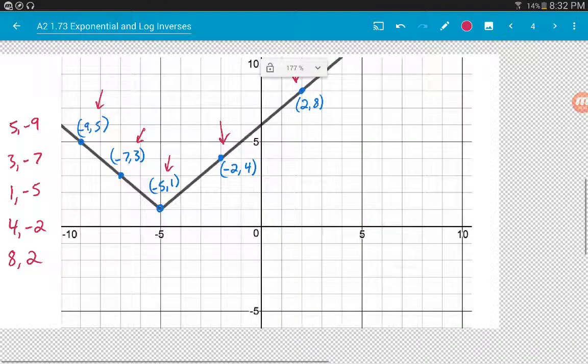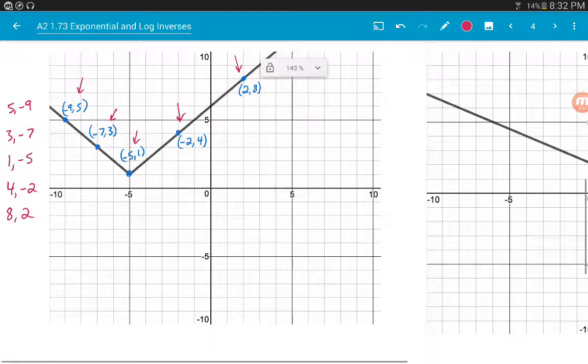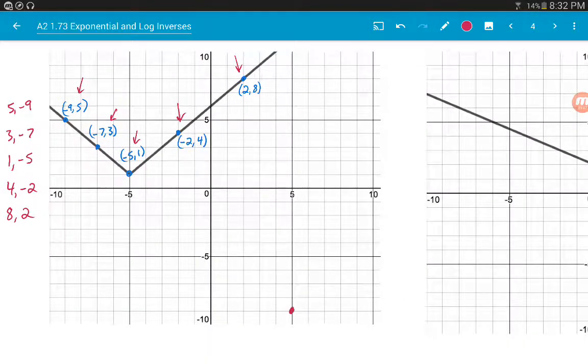Now I want to graph these points. 5, negative 9: 1, 2, 3, 4, 5, down 9. Just zoom out a little bit. 5, negative 9 is here. 3, negative 7: 1, 2, 3, then 1, 2, 3, 4, 5, 6, 7. 1, negative 5, so that's here. 4, negative 2: it's 1, 2, 3, 4, then 1, 2. And 8, 2, so count over 8 and up 2.